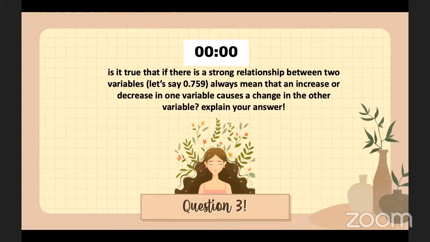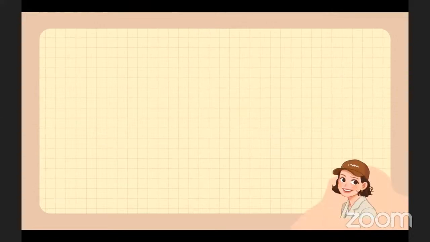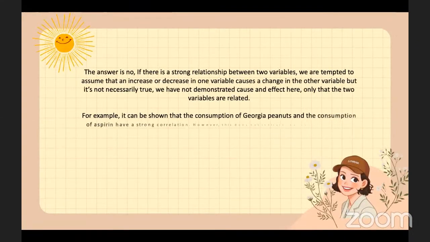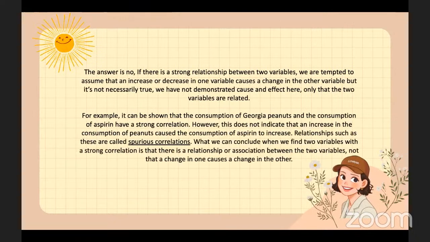The answer is no. If there is a strong relationship between two variables, we are tempted to assume that an increase or decrease in one variable causes a change in the other variable. But it's not necessarily true. We have not demonstrated cause and effect here, only that the two variables are related.